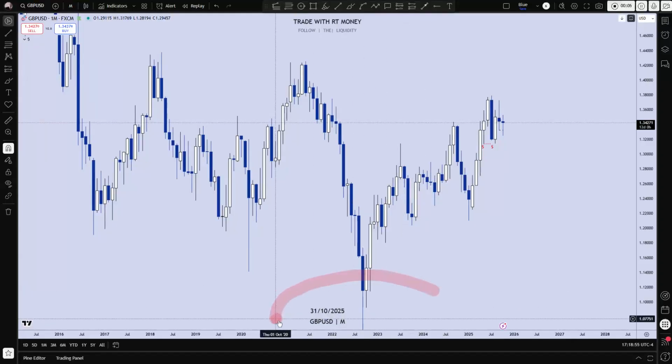We're looking at the pound USD. Today is Sunday, October 19th. Let's take a look at the week ahead. I'm going to try and keep this simple.